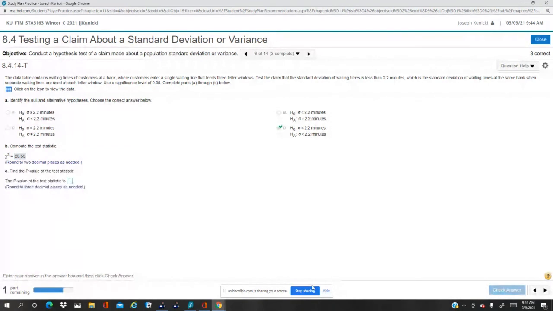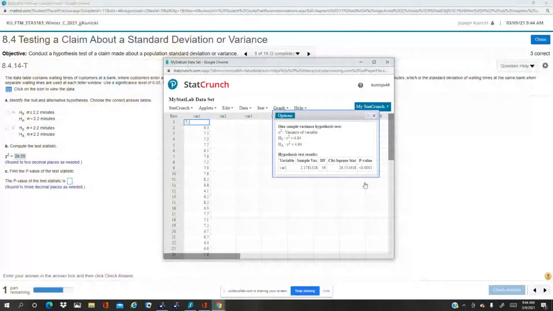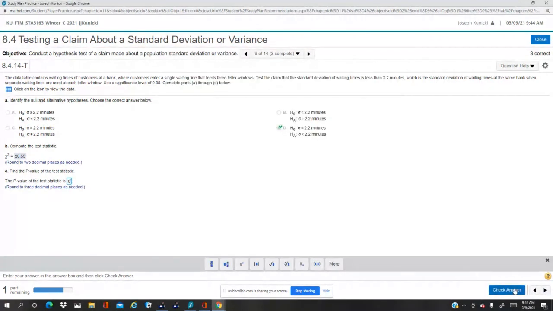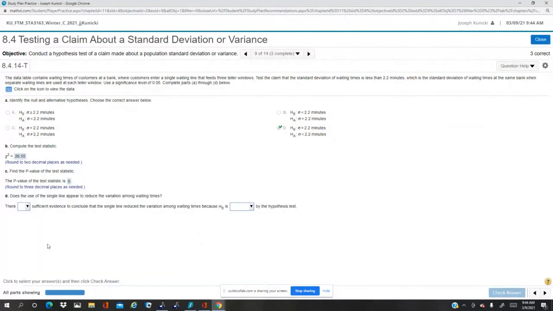Okay, and then the p-value, I've got to go back and pick it up. See, it's less than 1/10,000th. So to three decimal places, it's zero. Let's put in a zero, and they'll accept that. And so zero is less than 0.05.